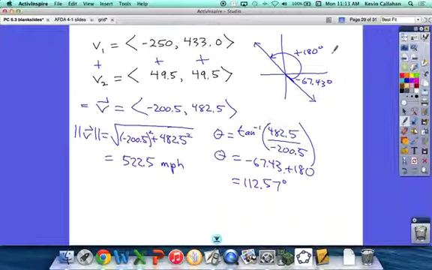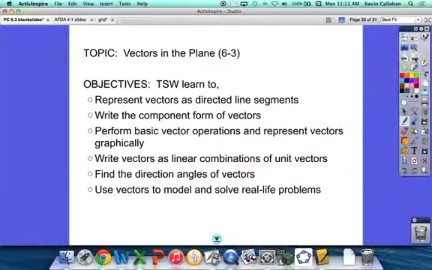Okay, so that's it. So let's see, we didn't read these at the beginning. Represent vectors as directed line segments. Write component forms of vectors. Perform basic vector operations and represent vectors graphically. Write vectors as linear combinations of unit vectors, find direction angles, solve real life problems.